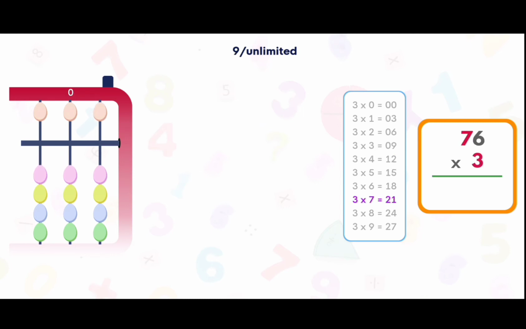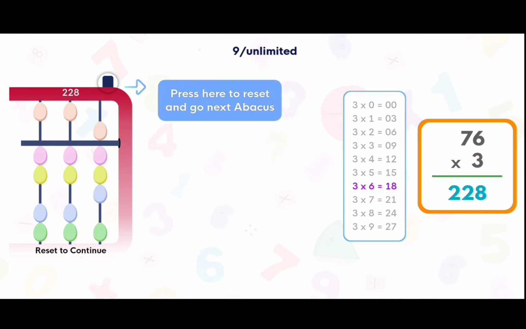Next, 76 times 3. Again I will go to the 100 place. 7 times 3 is equal to 21, and 6 times 3 is equal to 18. So my answer is 228.